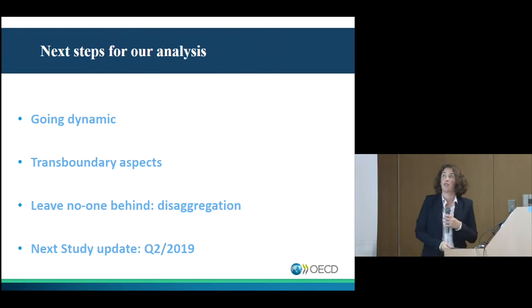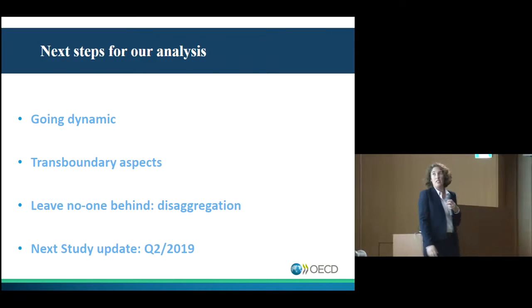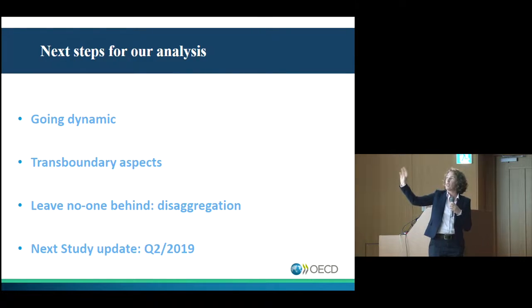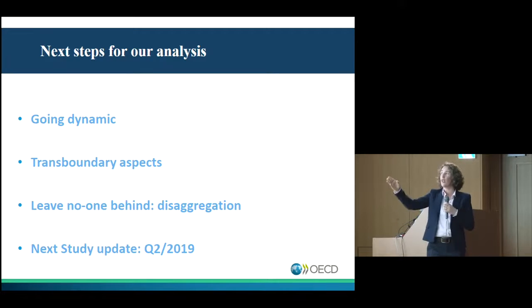What are we doing next for our study? We're publishing an update in 2019. It's going to show the same kind of results, but it's also going to look at a few different issues. So we're taking a look at going dynamic. The results I've shown you up until now have been a static point in time. We're also going to be looking at trends, so how countries have been doing in the past. Are they moving in the right direction in order to achieve targets? We're looking at transboundary aspects, so how much do countries have to take into account when implementing the transboundary nature of the Sustainable Development Goals?